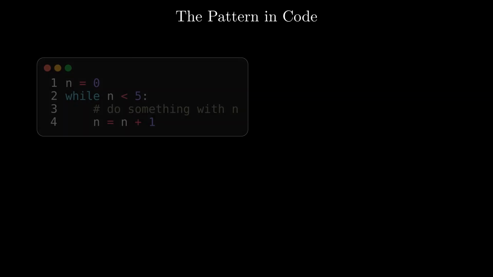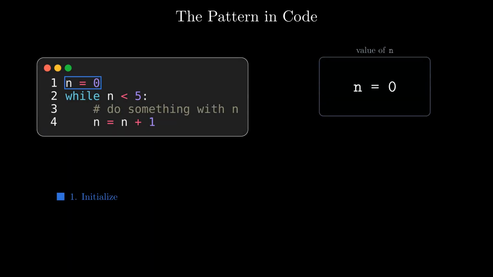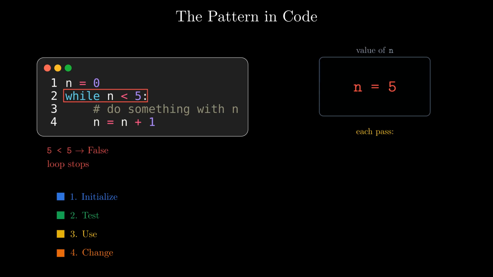Here's the pattern in code. We set n to 0 before the loop. The while condition checks whether n is less than 5. Inside the body, we do something with n, then set n to n plus 1. Each pass, n increases 0, 1, 2, 3, 4. When n reaches 5, the condition n less than 5 becomes false and the loop stops.